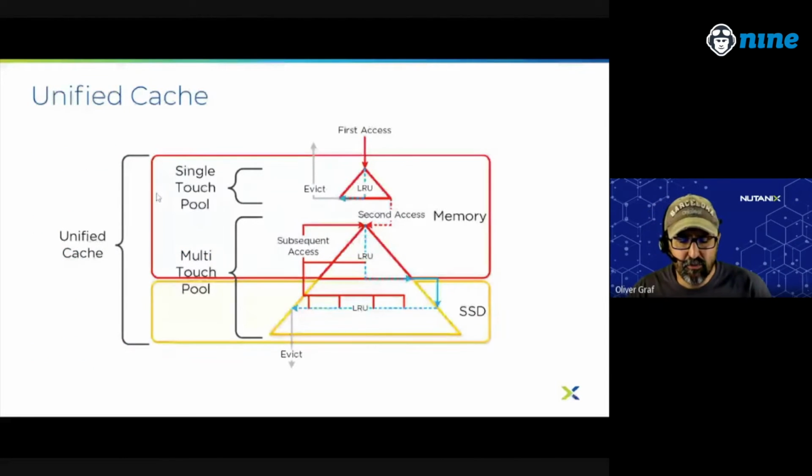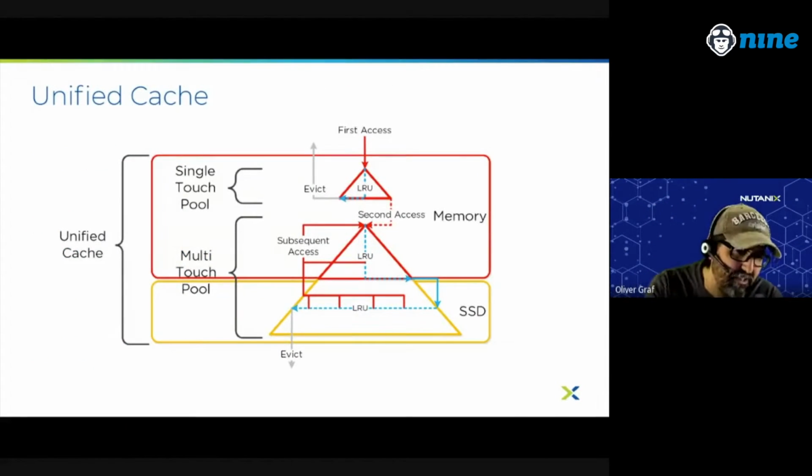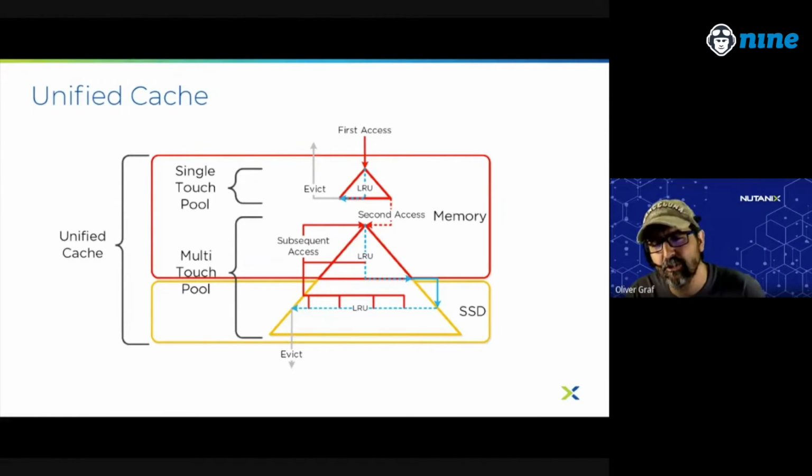The unified cache. The unified cache is a deduplicated read cache which spans both the CVM's memory and the SSD. So upon a read request of data not in the cache, the data will be placed into the single-touch pool of the unified cache, which completely sits in memory, where it will use least recently used until it is evicted from the cache.